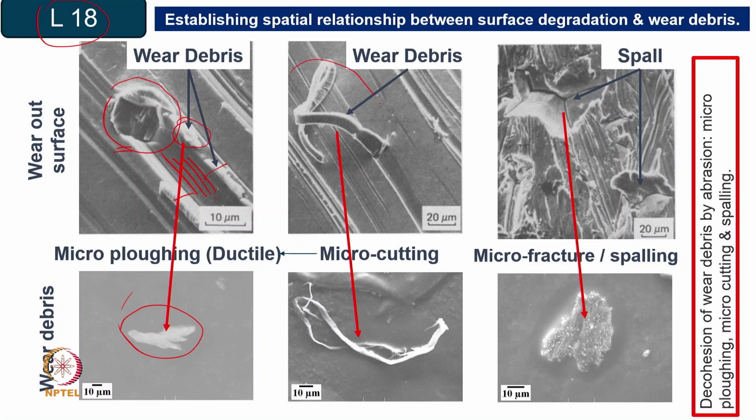Sometimes it is cutting some sort of chip, and that will have a different kind of behavior, and sometimes the whole chunk is coming out. That's what we call a spall, a microfracture. All three are examples of abrasive wear. We are seeing plowing abrasive wear, micro cutting abrasive wear, and spalling abrasive wear.